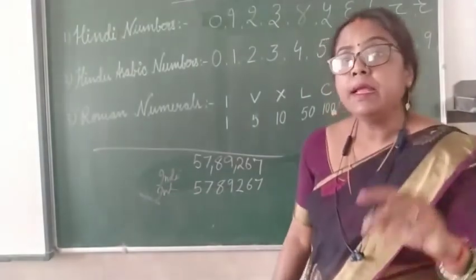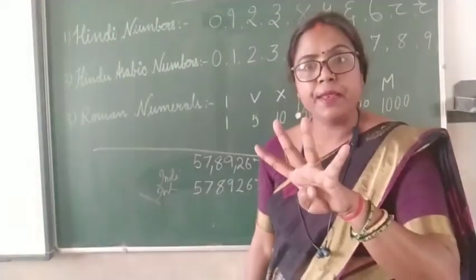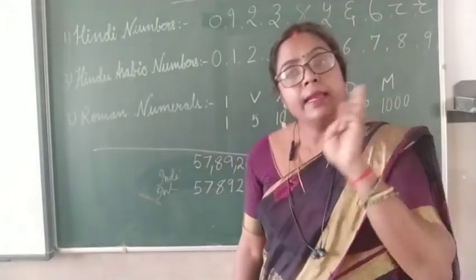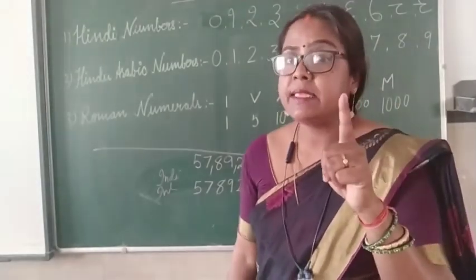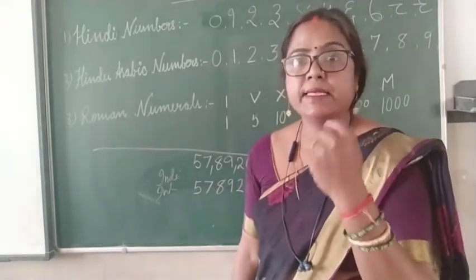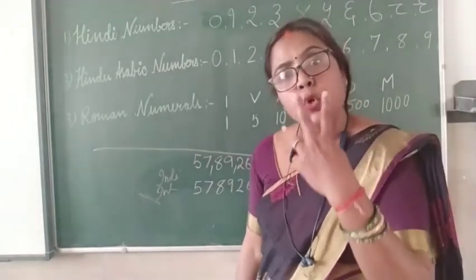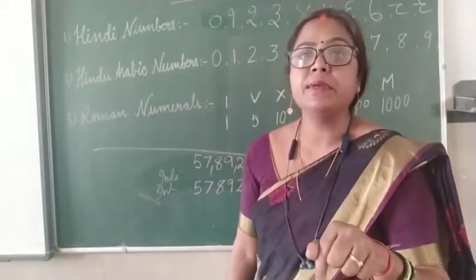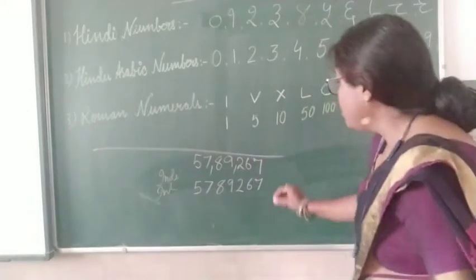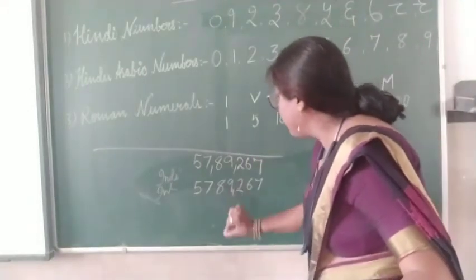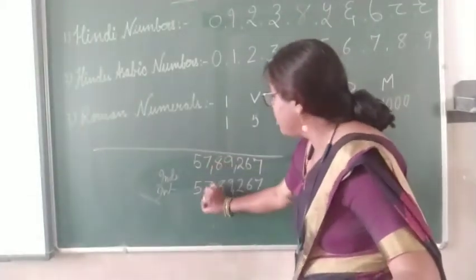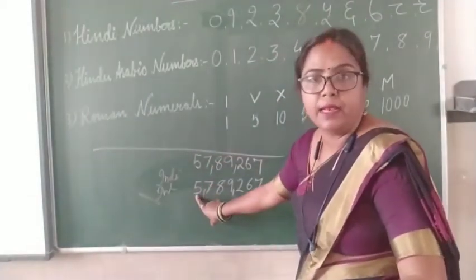Now, remember that in the Indian number system there are 4 periods and in the international number system there are only 3 periods. In the Indian number system, the ones period has 3 places and the rest have 2 places. But in the international number system, all 3 periods have 3 places. So, ones, tens, hundreds, comma, thousands, ten thousands and hundred thousands, comma, and then this is million.